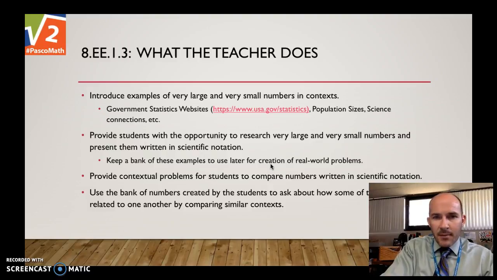Provide contextual problems for students to compare numbers written in scientific notation. Again, we're looking at how many times larger or how many times smaller numbers are in comparison to each other, written in scientific notation. And use that bank of numbers created by the students and ask them about how the numbers are related to each other. Have them explore and find those relationships.